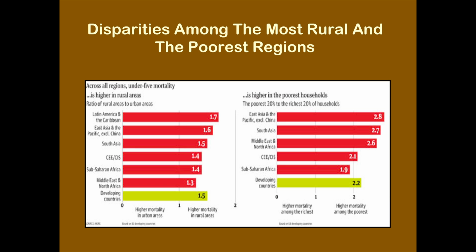Similarly, the poorest households suffer the greatest burden of mortality as well. In developing countries, a child that lives in the lowest quintile by wealth is about 2.2 times more likely to die before the 5th birthday than a child that lives in the upper 20 percent. I think this is profoundly important. If we are going to see further gains in child survival, we must reach these poor and rural populations.